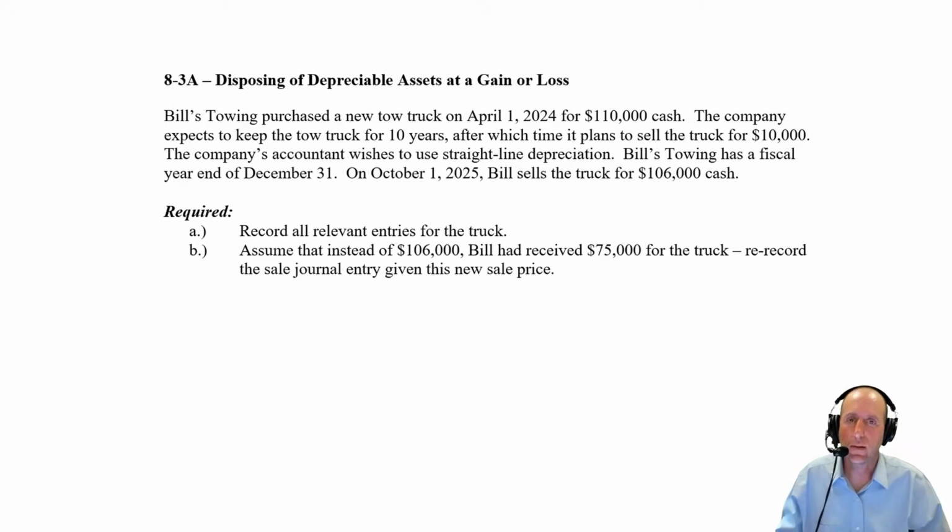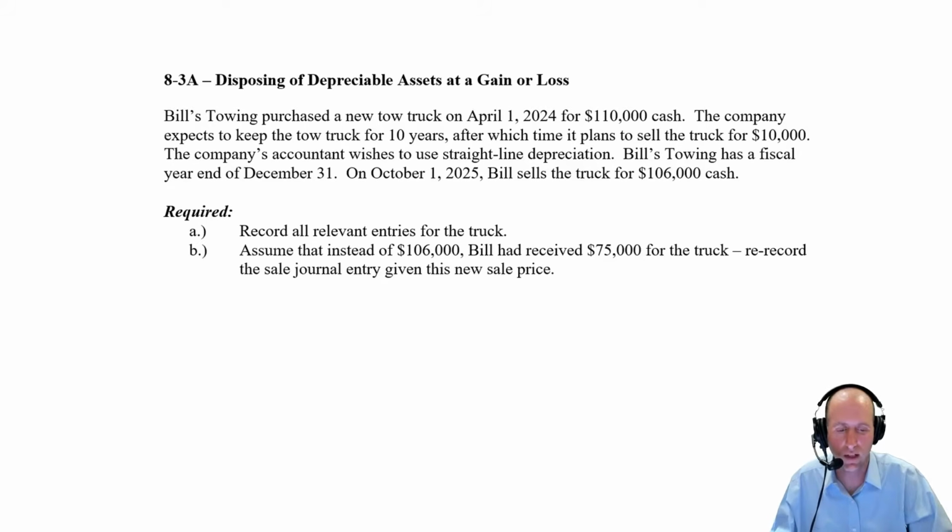Let's examine problem 8.3a. This has us selling an asset for the first time. So we're not just depreciating it for its life, we're going to sell it at some point. Bill's Towing purchased a new tow truck on April 1st, 2024 for $110,000 cash. The company expects to keep the tow truck for 10 years, after which time it plans to sell the truck for $10,000. Lots of tens. The company's accountant wishes to use straight-line depreciation. Bill's Towing has a fiscal year end of December 31st. Now, it doesn't use it for the full life because on October 1st, 2025, Bill sells the truck for $106,000. So they use it for a year and a half or so, and then they sell it for $106,000.